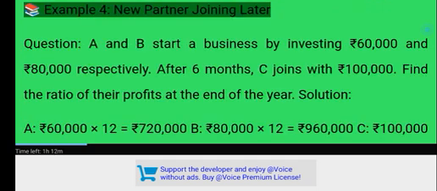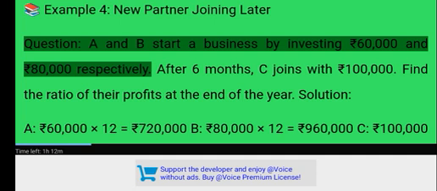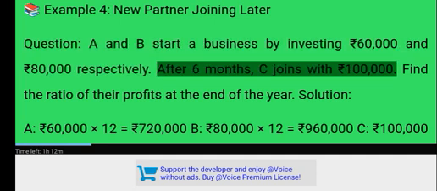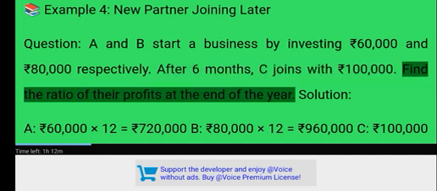Book's example 4: new partner joining later. Question: A and B start a business by investing 60,000 rupees and 80,000 rupees respectively. After 6 months, C joins with 100,000 rupees. Find the ratio of their profits at the end of the year. Solution.